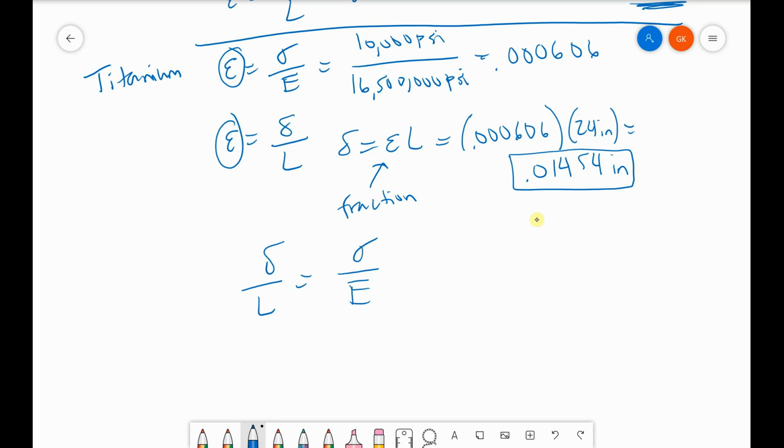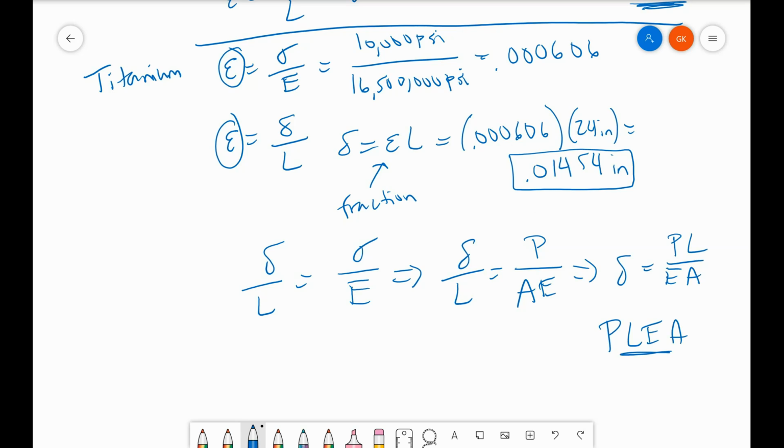Well, let me rewrite this again, but this time without writing stress as stress, let's write it as force over area. So elongation over length is equal to the load over the area times modulus of elasticity. And then finally, what I get is that the elongation is equal to the load times the length over the modulus of elasticity times the area. This is called the PL over AE equation. In your case, since we use P for load more often, it'll be the PL over AE equation. Remember, plea. My plea is to hopefully pass this class.